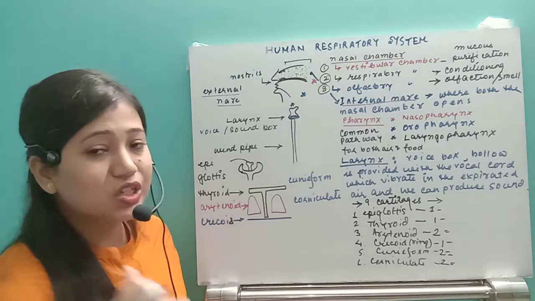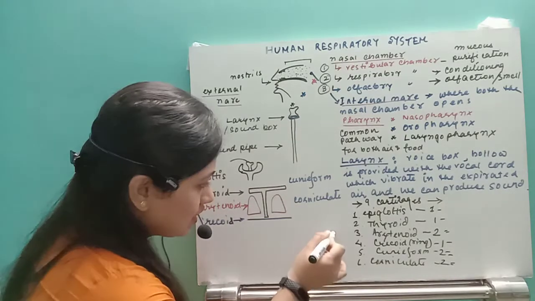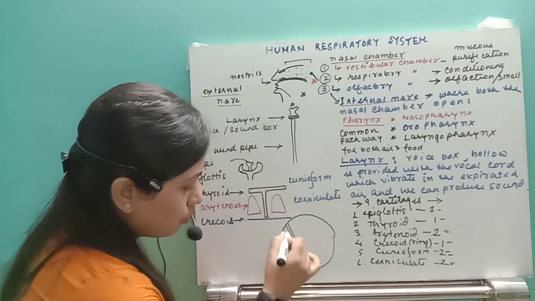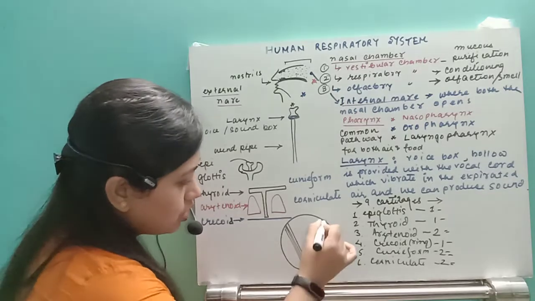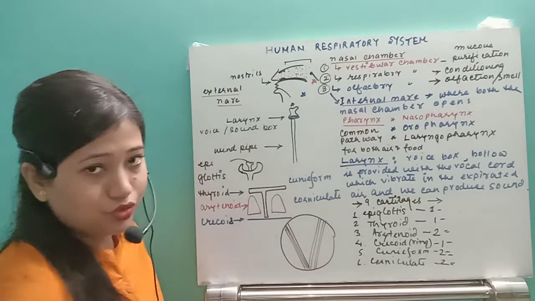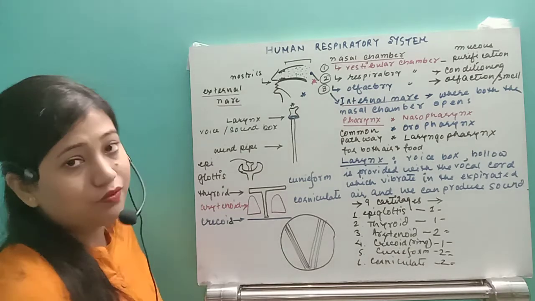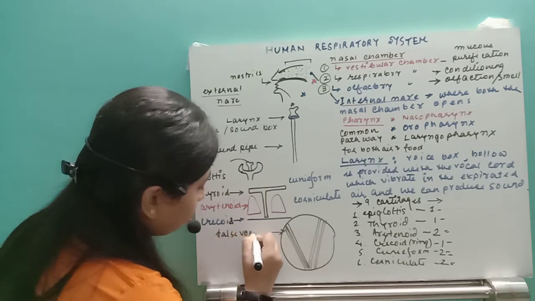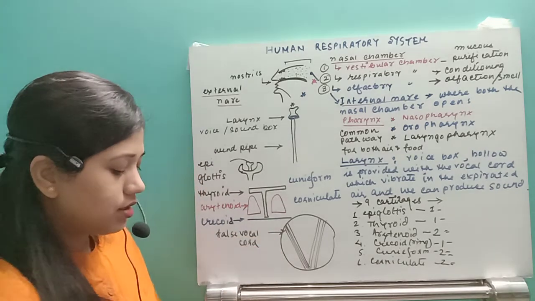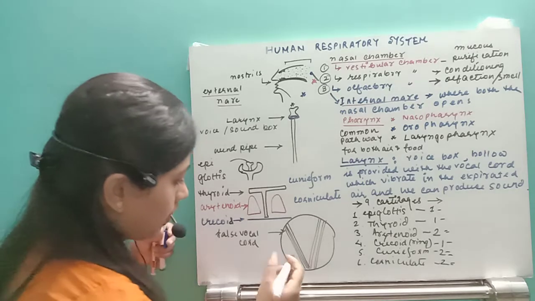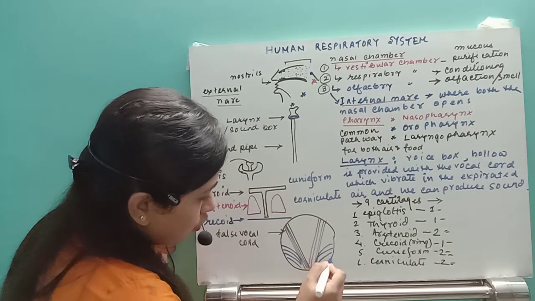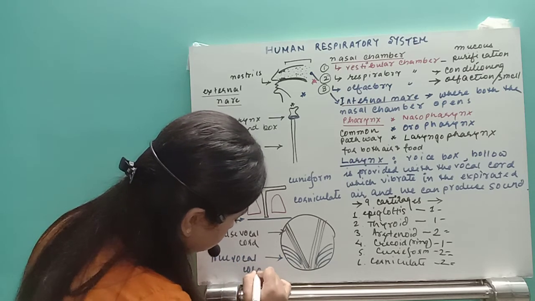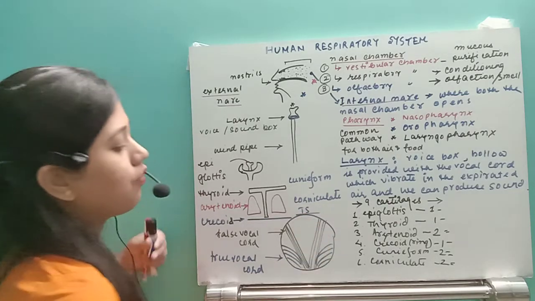If we take a section of the larynx, you can see this is the section of the larynx. Inside the larynx, we are going to have the cords. These are the vocal cords, which are going to produce the sound. We have the true vocal cords and the false vocal cords also. Here these are the false vocal cords, and just behind the false vocal cords we have the true vocal cords. This is the TS of the larynx.